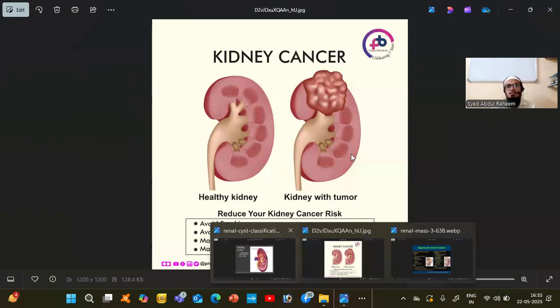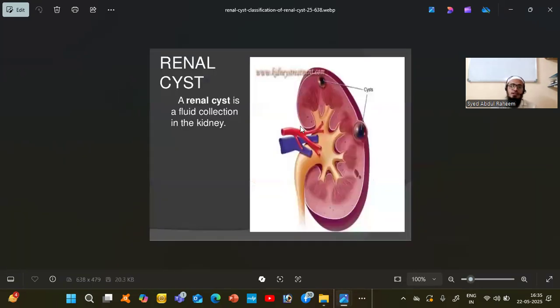Renal cyst. These are the cysts, a fluid collection in the kidney. First infection occurs, then a cyst will happen, then it will convert into a mass, small, medium or large. Then it will convert into a tumor or into cancer. So these are the step-by-step procedures.